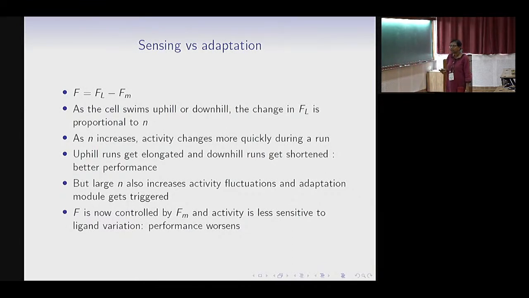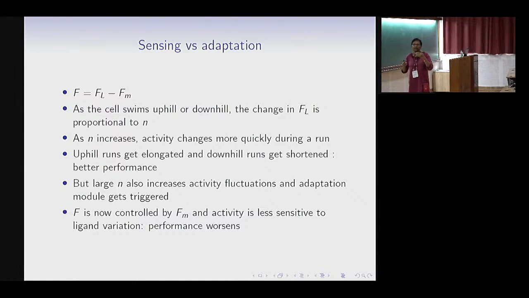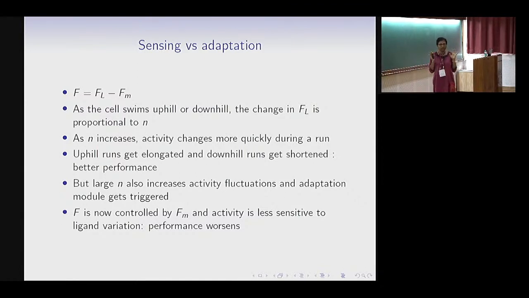But large N also increases activity fluctuations, and at some point adaptation has to become very active, I mean alert, because now activities are fluctuating wildly. So now this methylation part has to play a more dominant role, and often this methylation is actually controlling the variation of free energy rather than Fl. So now the cell is less sensitive to what its ligand part is telling it to do. It is more sensitive to what its adaptation part is telling it to do. It cares less about whether ligand concentration is increasing or decreasing.